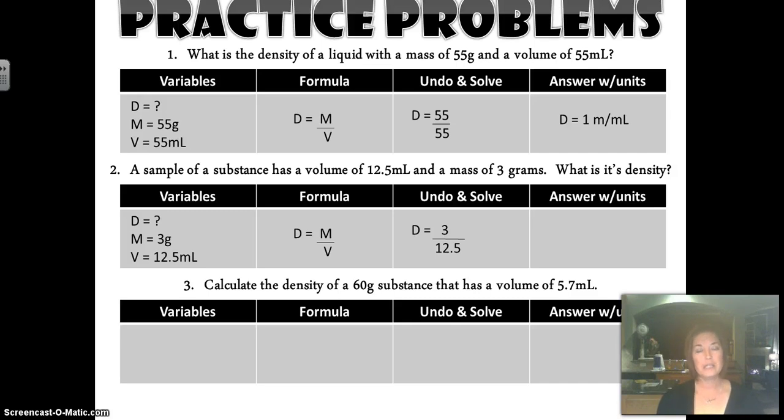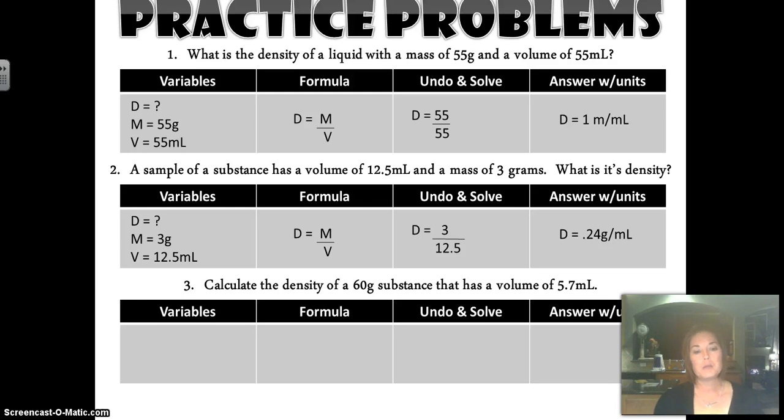And yes, I can have a bigger number down below the line. But remember, top dog goes in the house, and so we get 3 divided by 12.5, and your answer will be a decimal. It's 0.24 grams per milliliter.